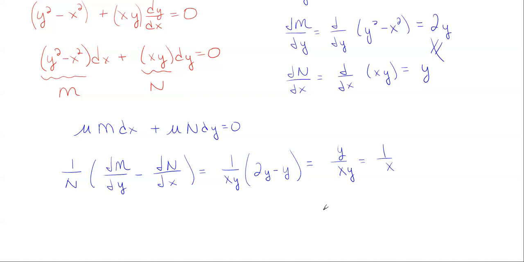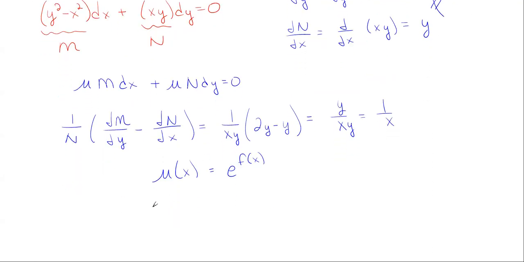Well, since this portion right here is not dependent on y, we can set up our integrating factor like this. So u of x, not y, it only depends upon x, is equal to e to the power of some f(x) equation. Well, how do we find what our f(x) equation is? Well, we can do this. Our f(x) equation would just be the integration of this portion right here, which is just 1 over x, with respect to x.